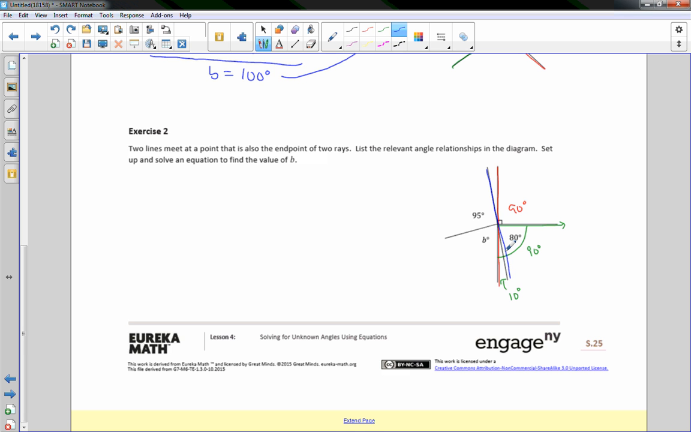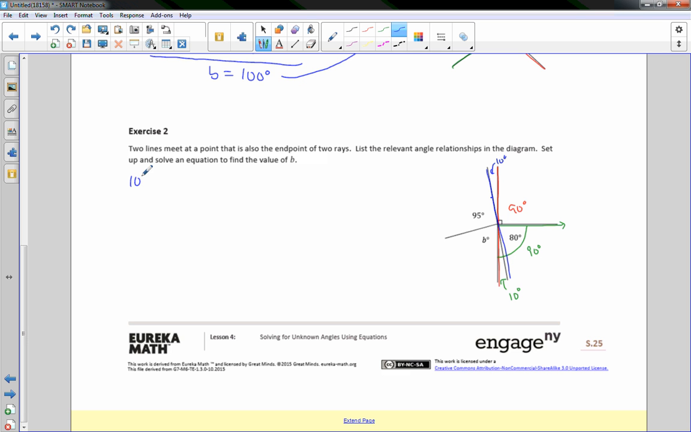So this red and blue form vertical angles. So if this is 10 degrees, then this little sliver here is 10 degrees. So now I know that that's 95, that's 10, that's 90, that's 80, and this is 10, and I just don't know B. And that is a angles at a point add up to 360.